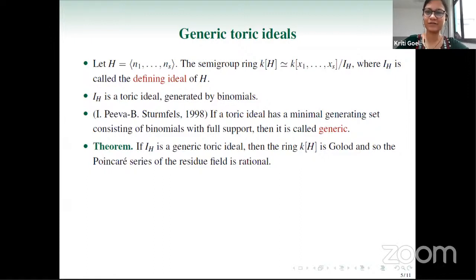So, defining the relation ideal of the semigroup H. This ideal is a toric ideal and is generated by binomials. And the term generic toric ideals was coined by Peeva and Sturmfels in 98. And the way they defined it is as follows.